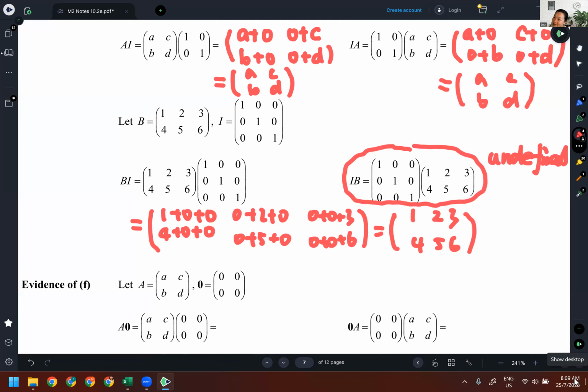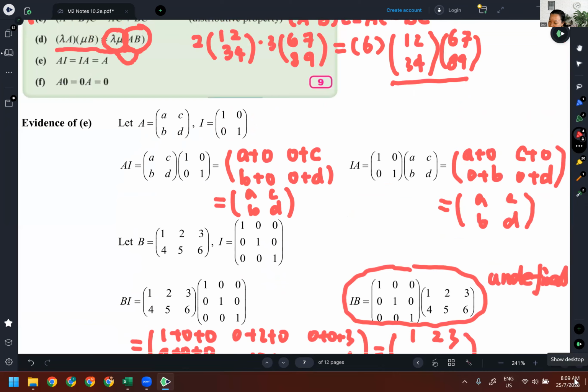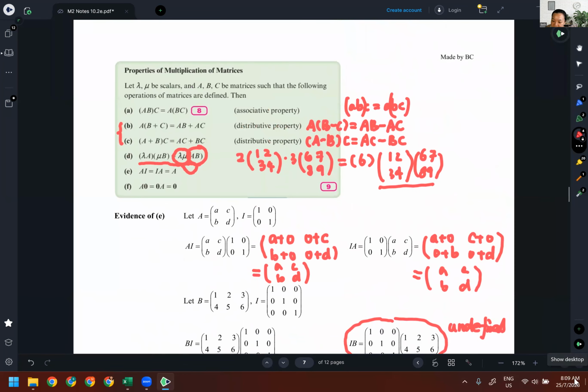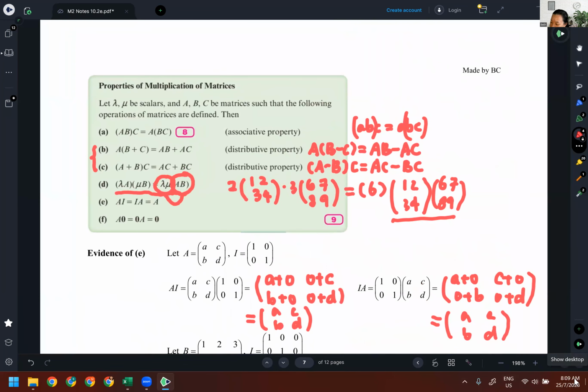Oh, you may say, oh, Ms. Chen, then I times B is not equal to B times I. Now you have to go back and look at how careful our textbooks are. It says right there in the first sentence that A, B, C are matrices such that the following operations of matrix are defined. Meaning that if it's defined, they're equal.